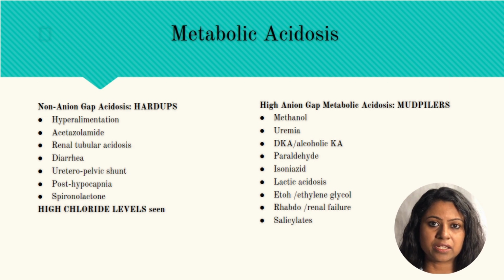In normal anion gap metabolic acidosis, the anion gap stays within the normal range of 10 to 14 milliequivalent per liter. Common causes include diarrhea and renal tubular acidosis. You should remember all the causes of renal tubular acidosis. Major among them are aldosterone antagonist and acetazolamide.